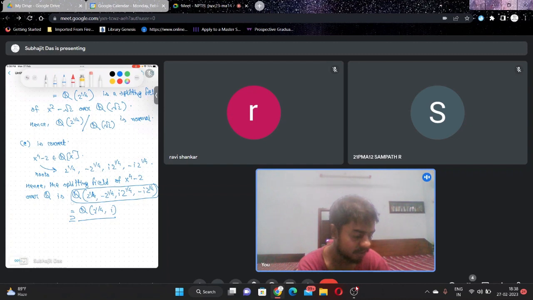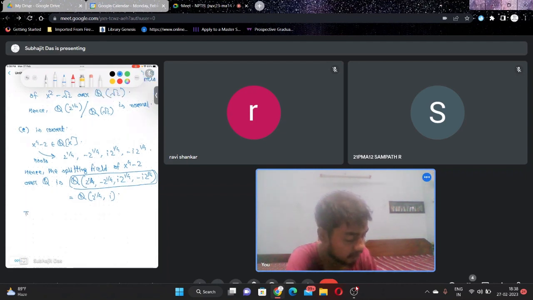Right? This is very trivial, right? There is nothing wrong with this. Which means that indeed Q adjoined with 2 to the power 1 by 4 comma I is a splitting field of some polynomial over Q, and thus this extension is a normal extension.